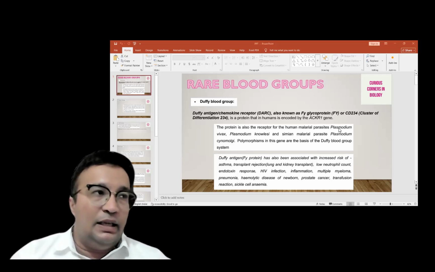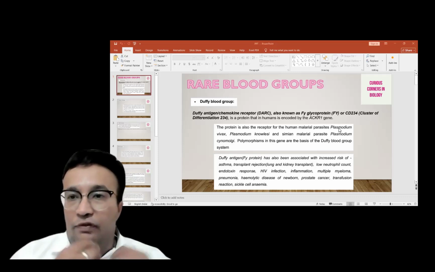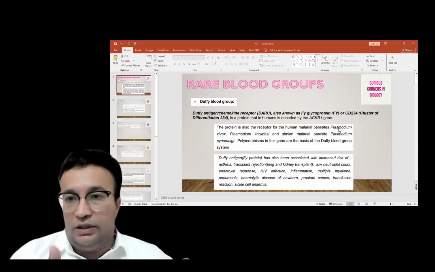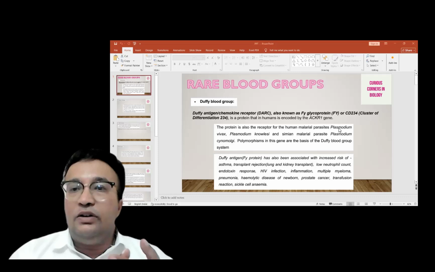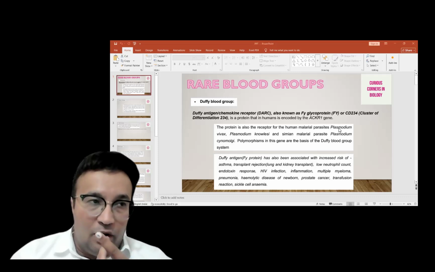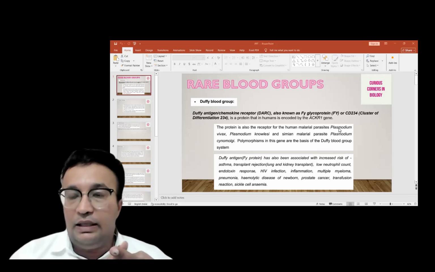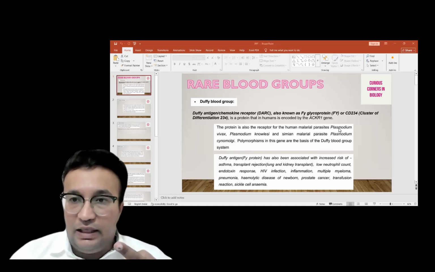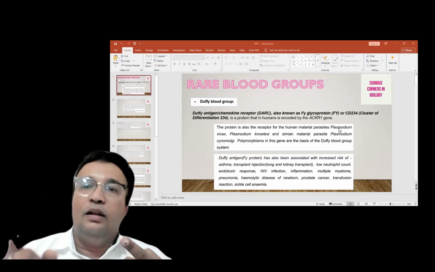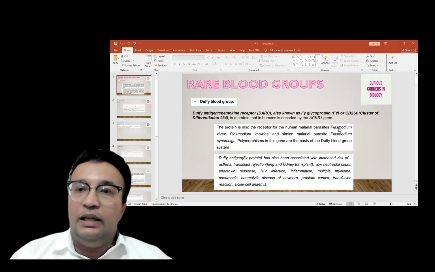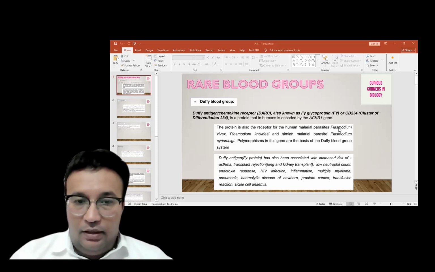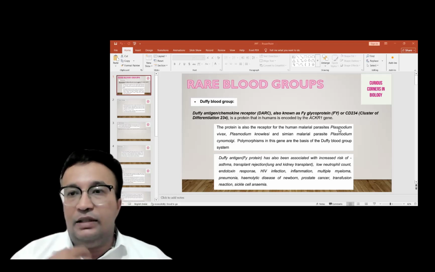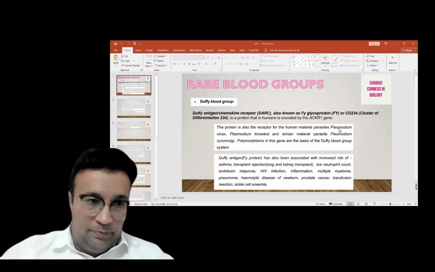Transfusion reaction is any sort of blood transfusion response which may be triggered by production of antibodies against the antigen of the donor blood. Antibodies will be produced by the recipient's blood. Sickle cell anemia, RBCs will become sickle shaped. Okay.